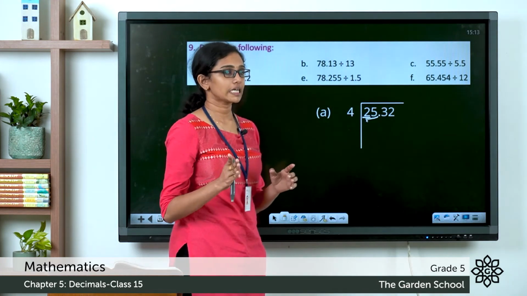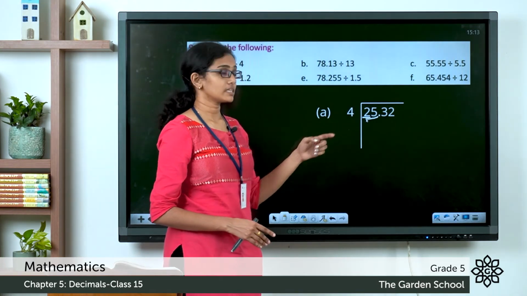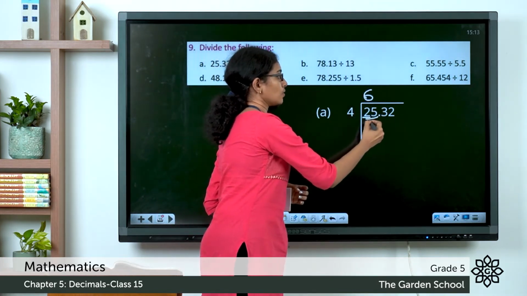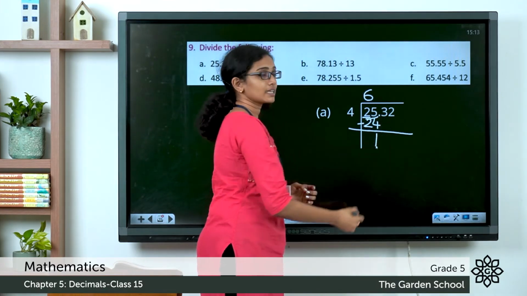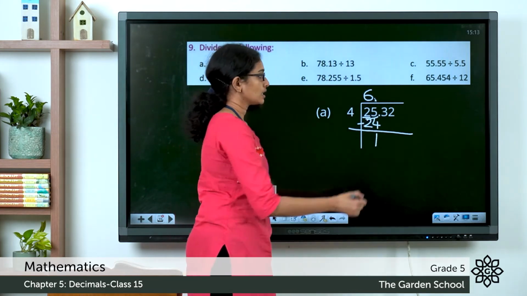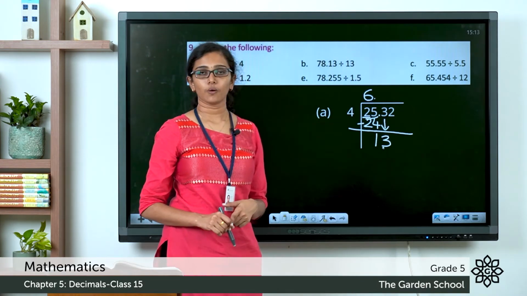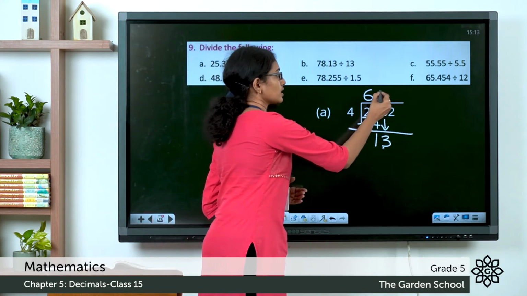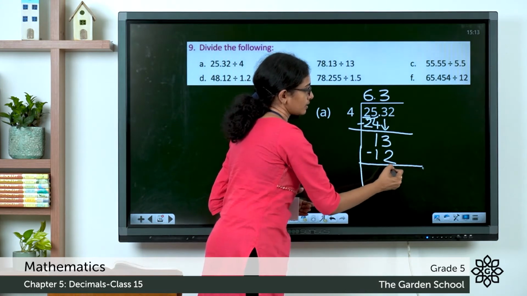Recite the table of 4 till you reach 25 or just less than 25. From the table of 4, we know 4 sixes are 24. So let's write that here. 25 minus 24 is 1. Now before bringing down the next digit, see the decimal point here. Put the decimal point in the quotient, then bring down the next number. So right now we have 13 divided by 4. How many 4s will go in 13? 4 3s are 12, right? So let's write 3 here. Subtracting the numbers, we get 1 here.